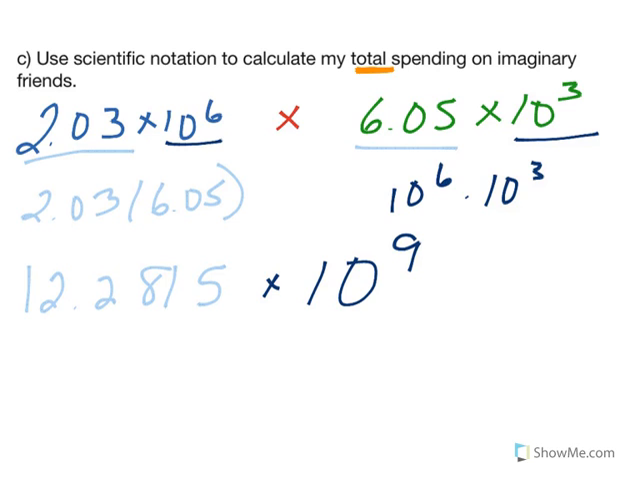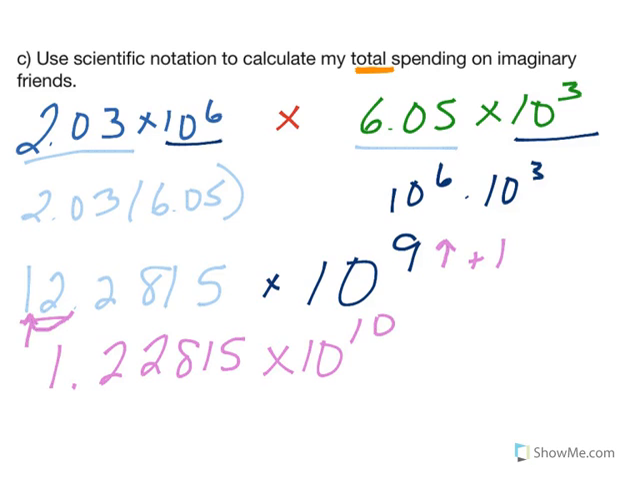Well, if you look at your first number here, 12 is bigger than 10, which means it's a big number, positive exponent in scientific notation. So I want my decimal to be between the 1 and 2, which means I'm just moving my decimal 1 spot. So my exponent is going to go up by 1 because I moved it 1 spot. So I will have 1.22815 times 10 to the 10th.